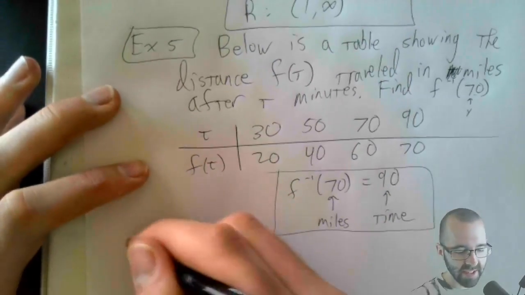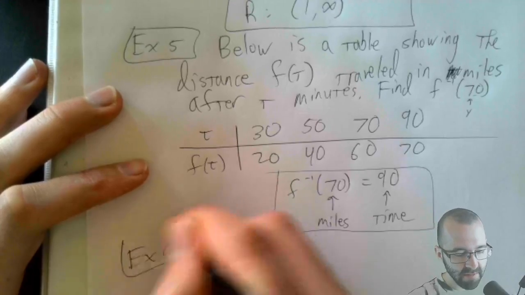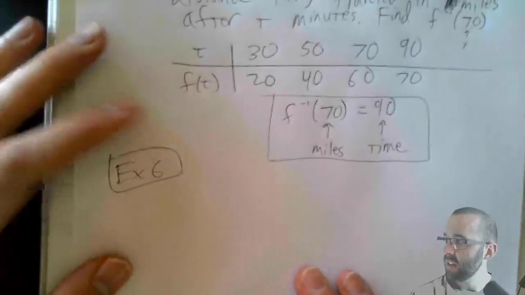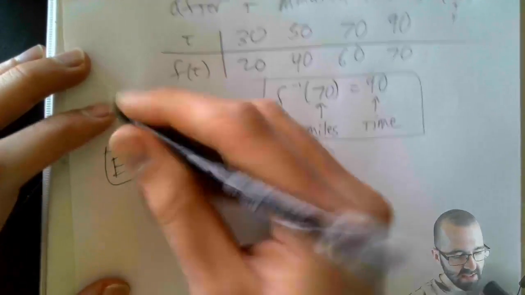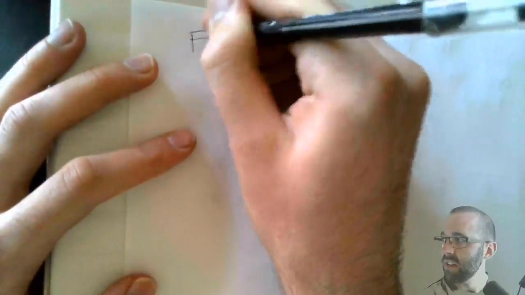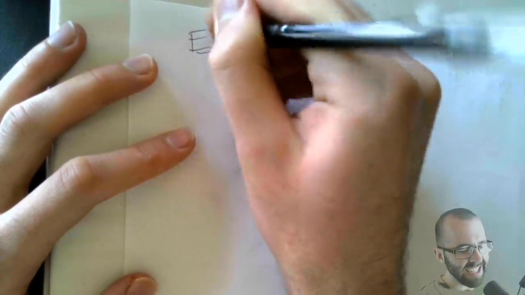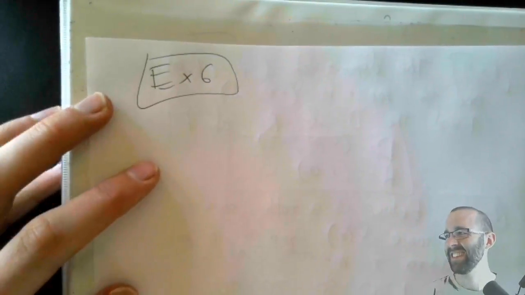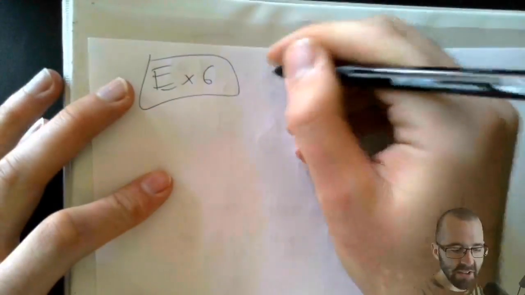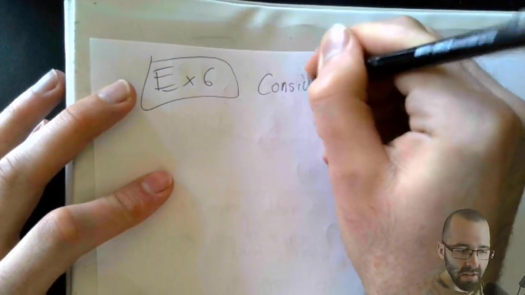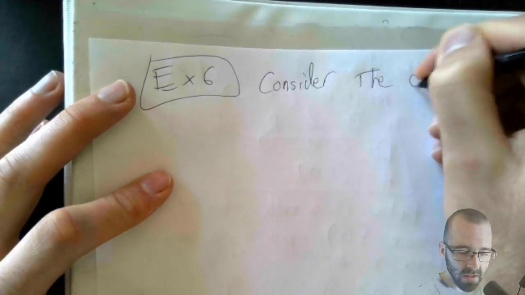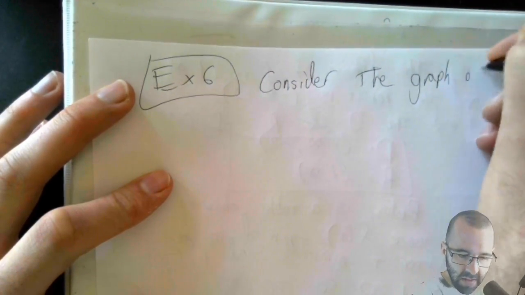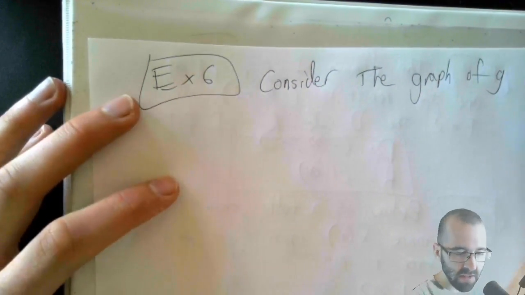Let's go. Example 6, last example of the day. All right. Well, if it's the last example of the day, let's do it on the next page so I can make sure it all fits together. E's don't have 4 horizontal lines in them. That's not how that letter works. Okay. Consider the graph of G, shown below.